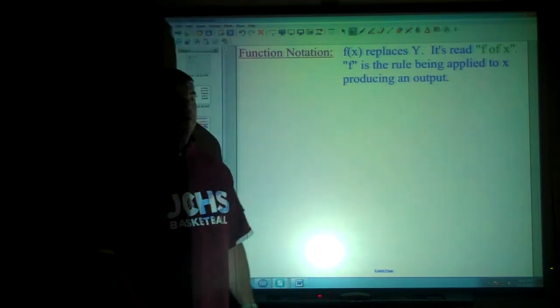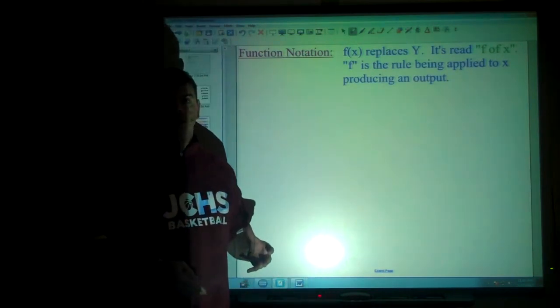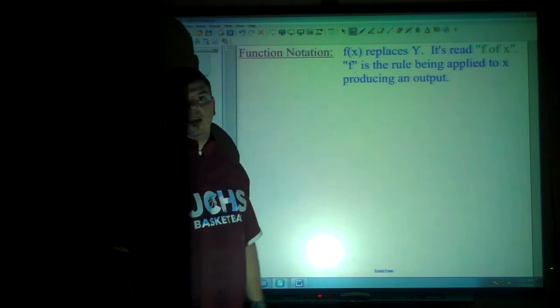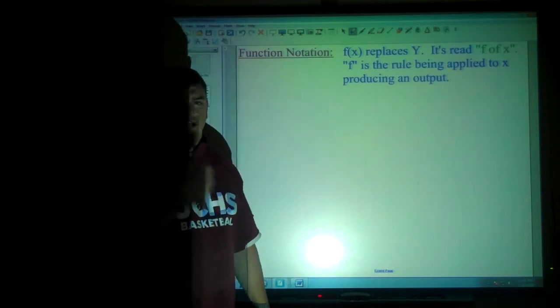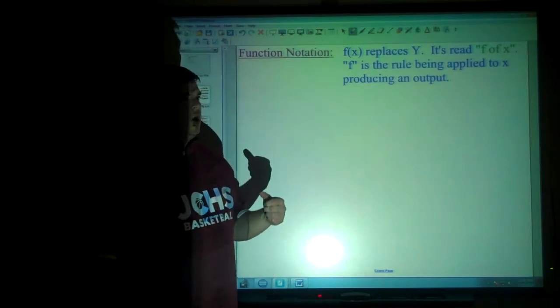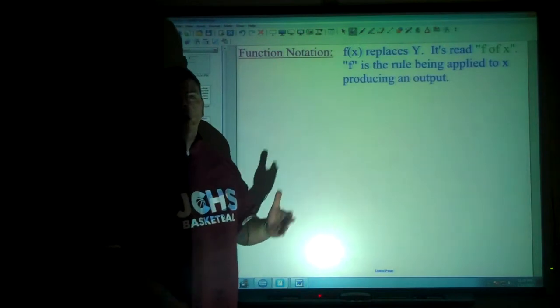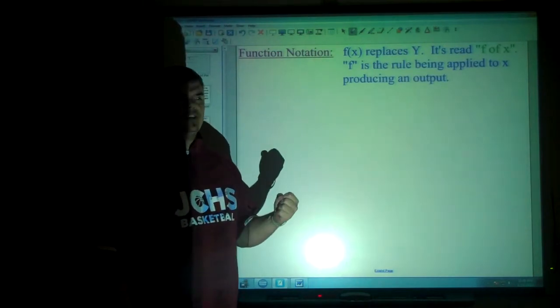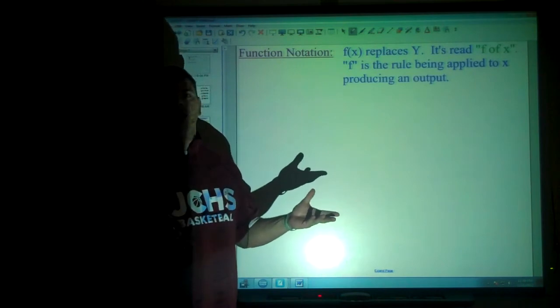My rule could be that whatever X is, I'm going to add 7. So then F stands for the idea of add 7. Take X and add 7. And somebody could say, well, what if X was 2? Okay, add 7 and I get 9. But what if X was -1? Okay, add 7 and I get 6.